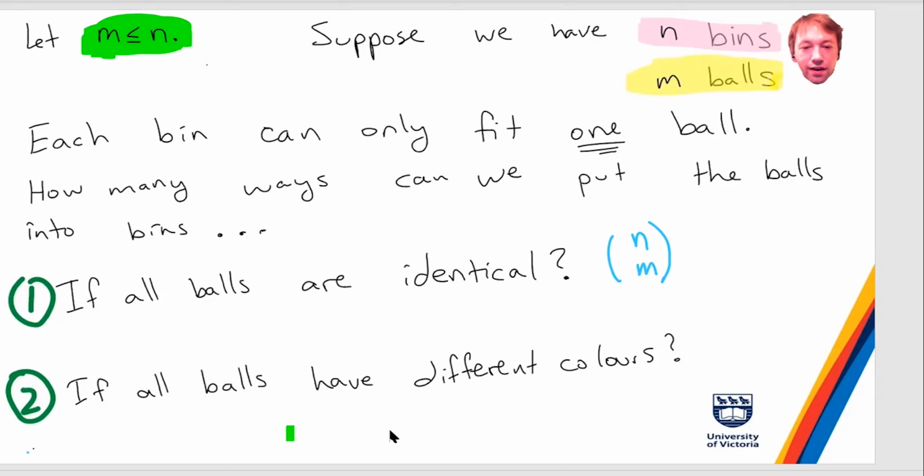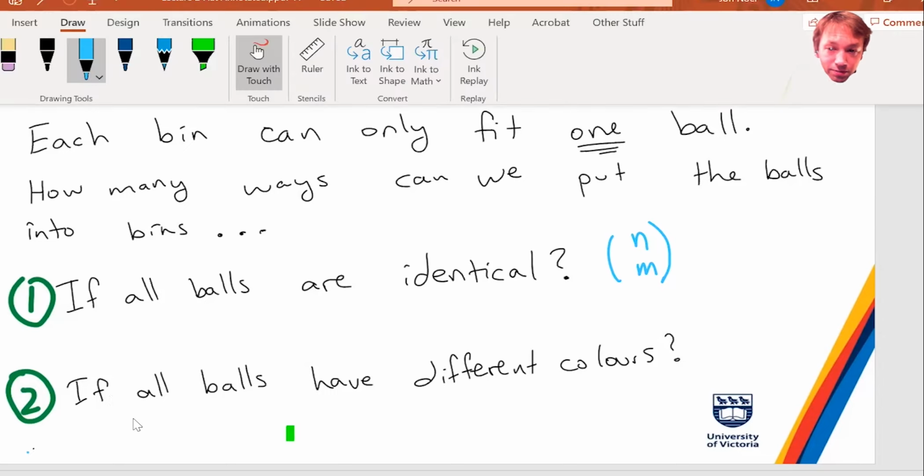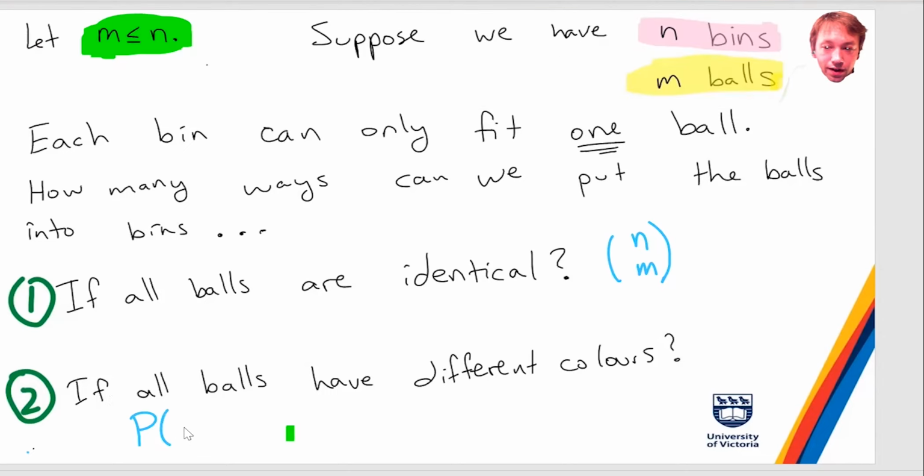You can think of the place you put ball 1 as being the first element of a permutation. And then where you put ball 2 is the second element of a permutation, where the alphabet is 1 up to n. And where you put ball 3 is the third element, and so on. So this is indeed equal to the number of permutations of the numbers 1 up to n, where the length of the permutation is m. So a way to do this is to think of the balls as numbered.